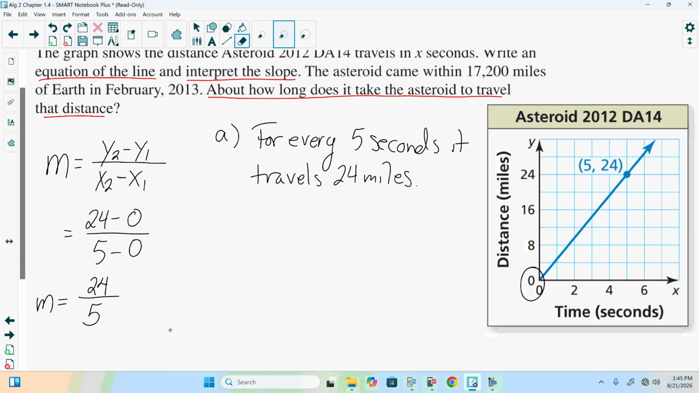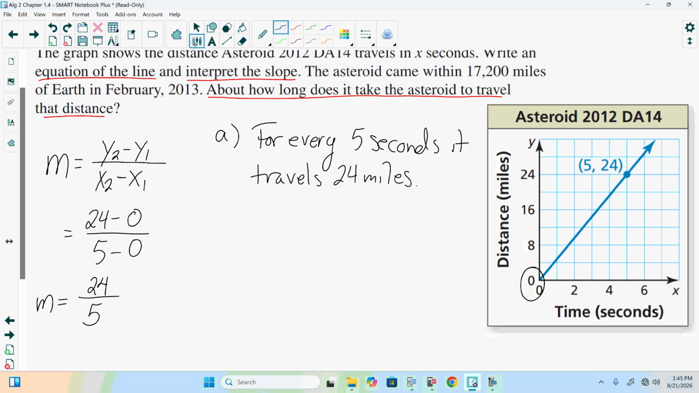And again, with these here, for interpreting the slope, as long as you are describing the slope, what it is actually saying, it is still the correct answer. I am not looking for exact words. Do you describe what the slope says? If you do, it's correct. However, we could not say for every 24 seconds it travels 5 miles. We switched our units. Any questions on how we interpreted the slope here? We good with this here so far?